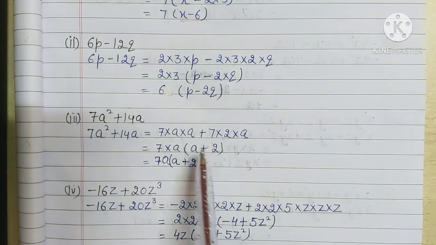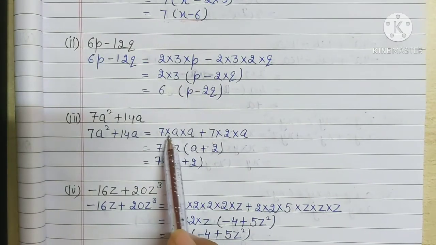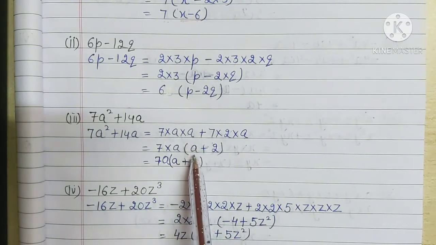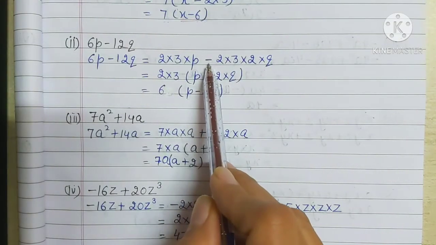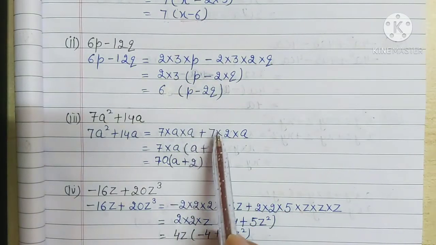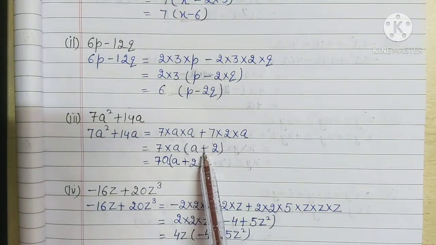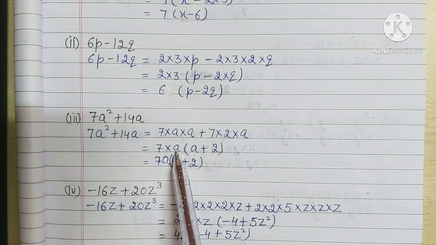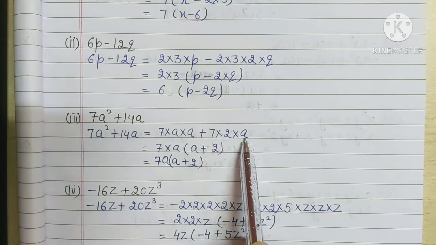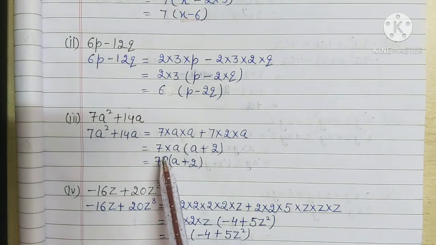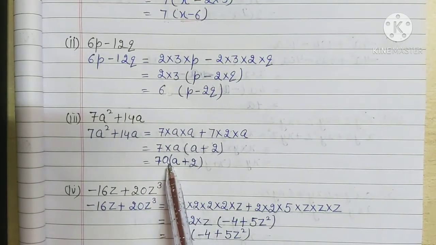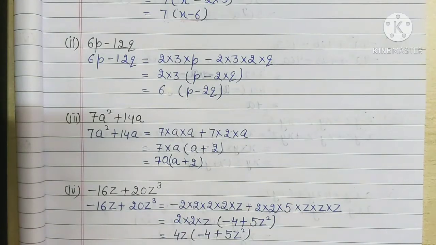So in the bracket, what is left? 7 and a I have taken common, so only a is left, so I will write a. The symbol was plus, so I will write plus. Students observe carefully: if the symbol was minus, I would have written minus. Here the symbol was plus, so I will write plus. And 7 and a I am taking common, so what is left? Only 2 is left, so I will write 2 here. Now I will write 7 multiply a, it is 7a, bracket a plus 2. It means 7a is a factor of this and a plus 2 is also a factor of this expression.